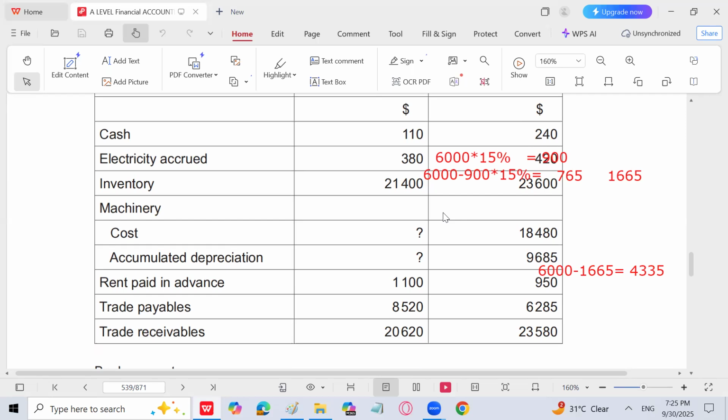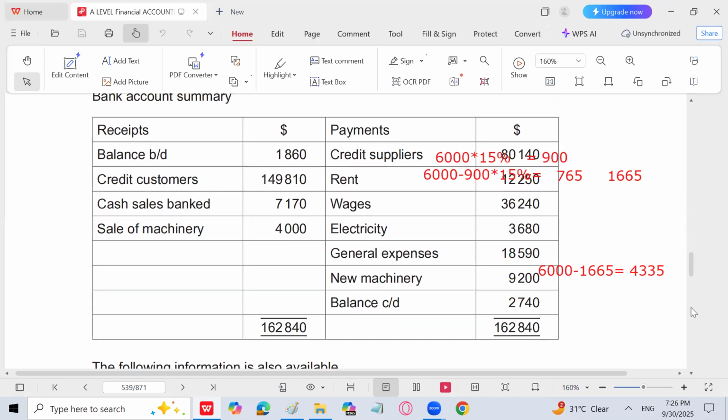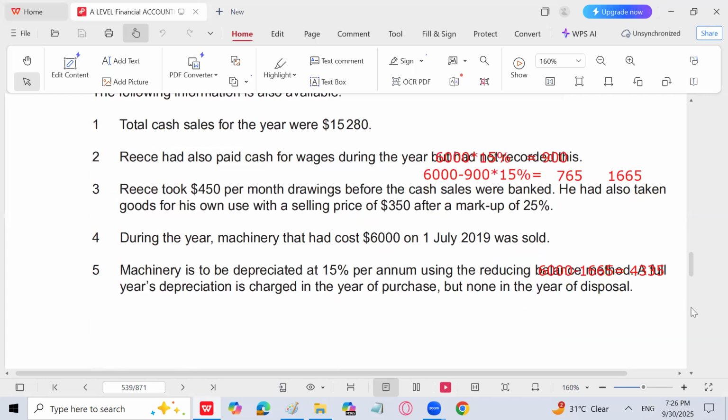Cost method is difficult. If you go with the net book value method, it is easy. In machinery, they have given the question mark for cost and depreciation, but you don't need to go for that because the requirement is already done. Through the net book value method, I have solved the question. I have solved whatever part is required actually.